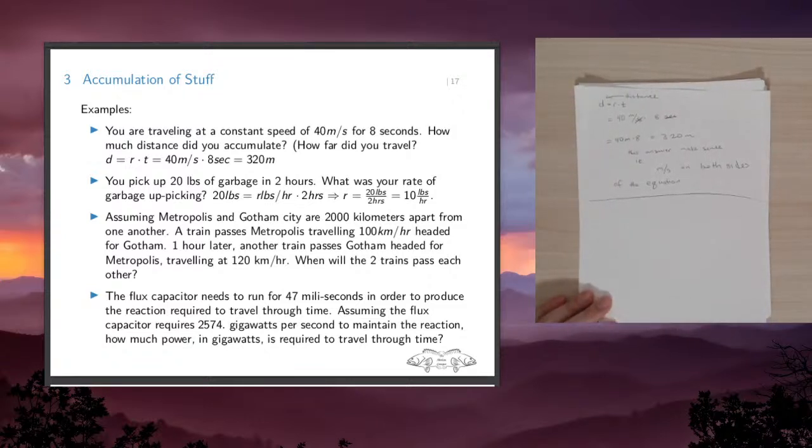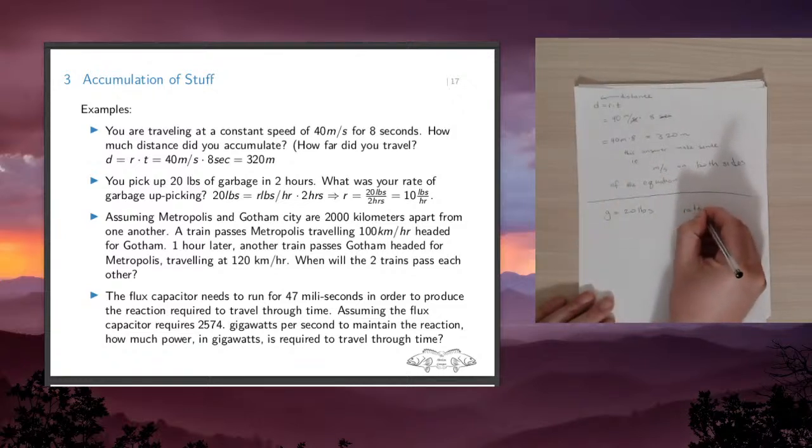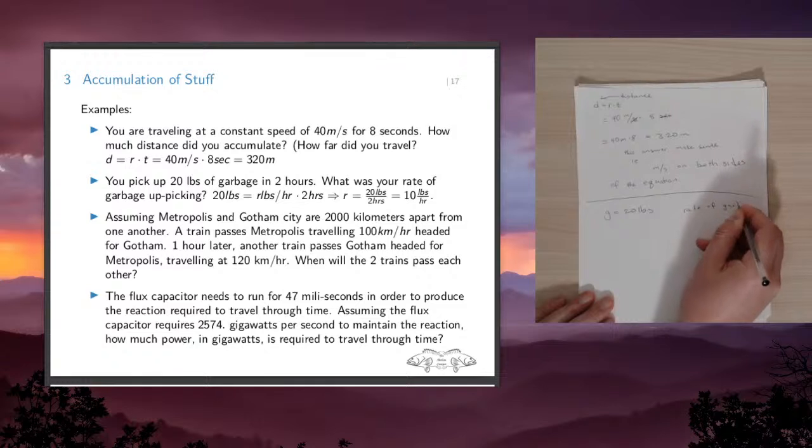Same thing with the next one, except here we do a little bit different. So you pick up 20 pounds of garbage in 2 hours, so we know that the total amount of garbage you pick up is 20 pounds. And we know that our rate of garbage, well, we don't know yet. It's going to be the change in garbage over the change in time.